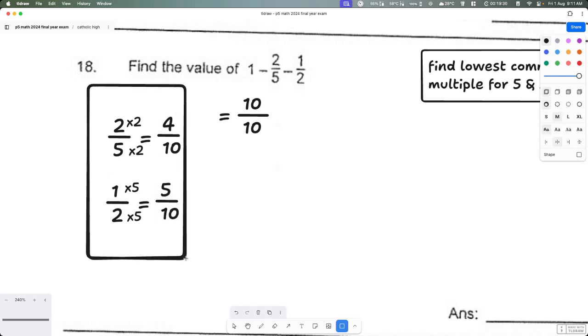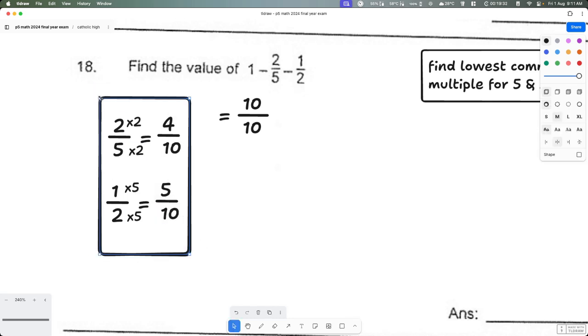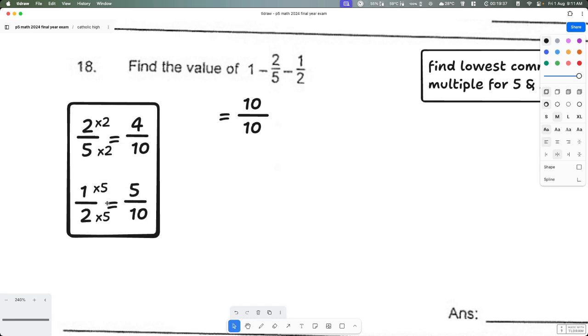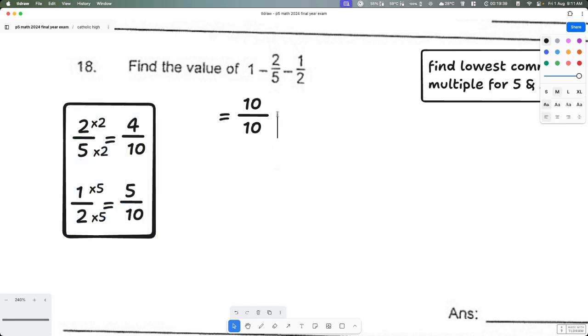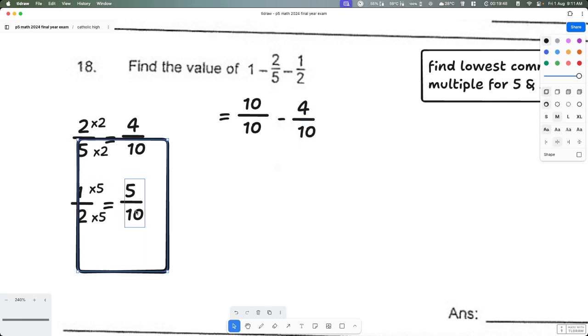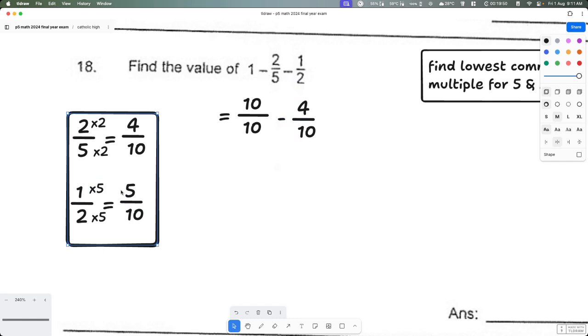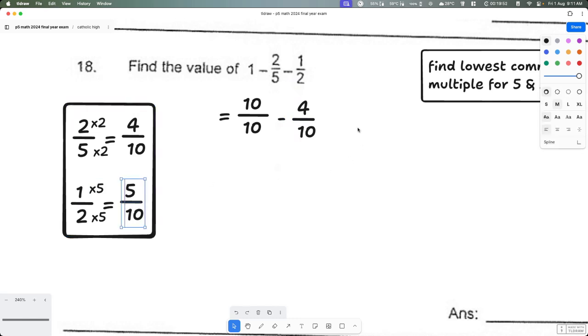So this is another working over here. With this, this will then become 10 out of 10 minus 4 out of 10, and then minus 5 out of 10 as well. Okay, so now we can actually combine all of these numbers.